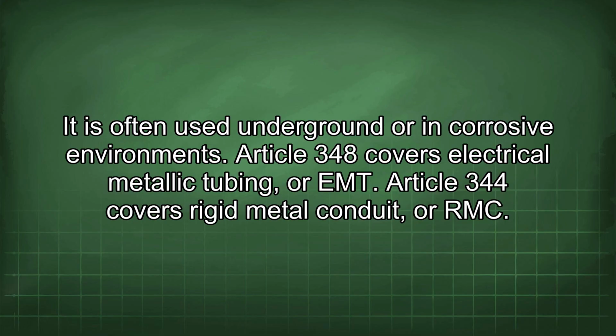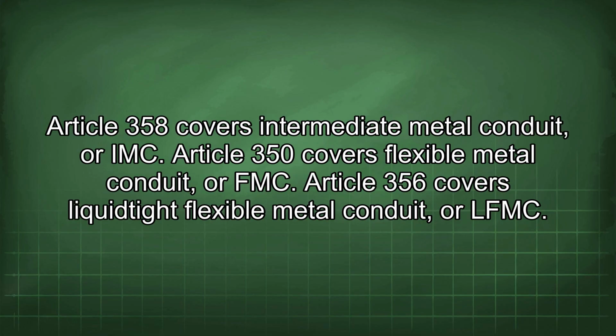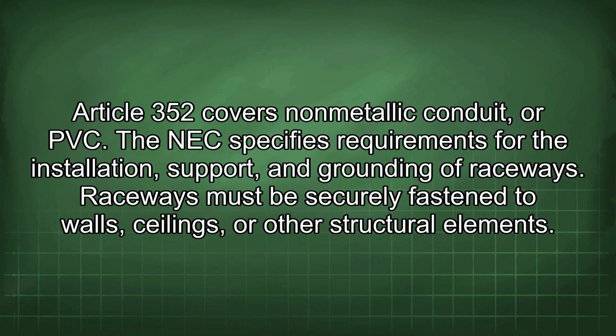Article 348 covers electrical metallic tubing, or ENT. Article 344 covers rigid metal conduit, or RMC. Article 358 covers intermediate metal conduit, or IMC. Article 350 covers flexible metal conduit, or FMC. Article 356 covers liquid-type flexible metal conduit, or LFMC. Article 352 covers non-metallic conduit, or PVC.